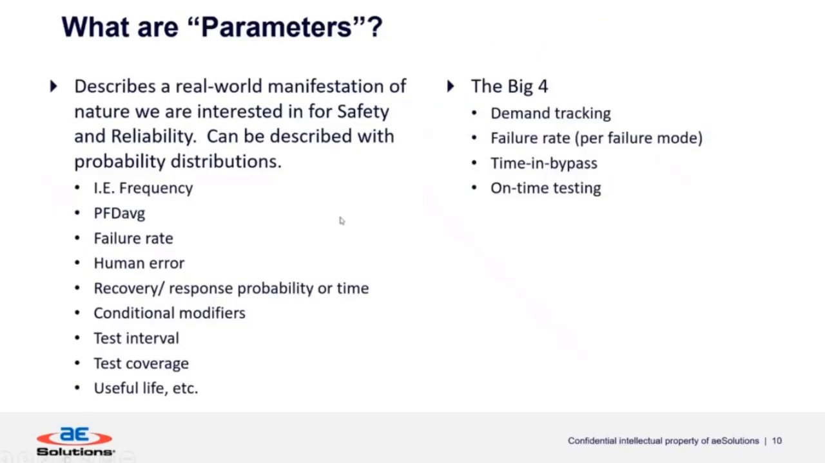Okay, parameters. You can see this slide. We have a lot of them, and we have frequencies, probabilities of failure, frequencies in terms of initiating event frequencies, failure rates, human error, the big four, demand tracking, failure rates, time in bypass, on-time testing. All of these parameters that could fit into some of our equations are at play for describing not just with point values, which is where we are now, but with probability or uncertainty distributions. I'll use those terms to mean the same thing in this context, like I said. Okay.